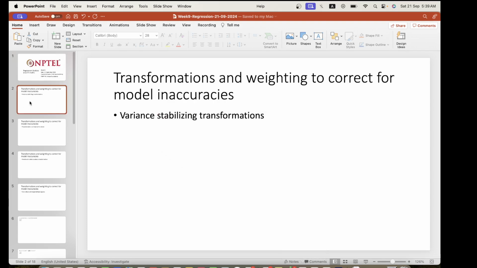So the first thing that we learned in the previous week and in this week was transformations of various types of variables and some sort of weighting to correct for model inaccuracies.